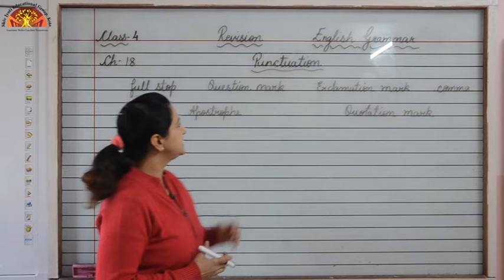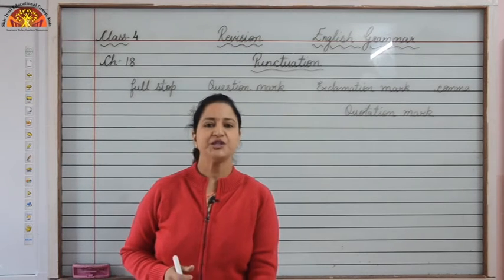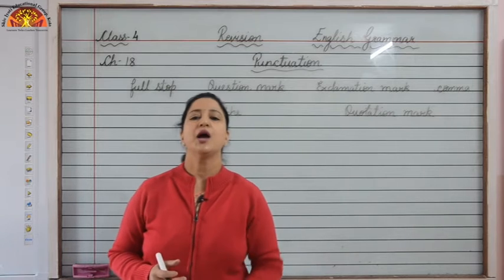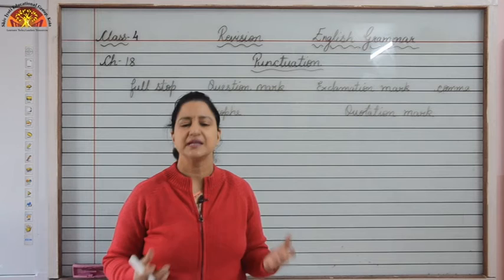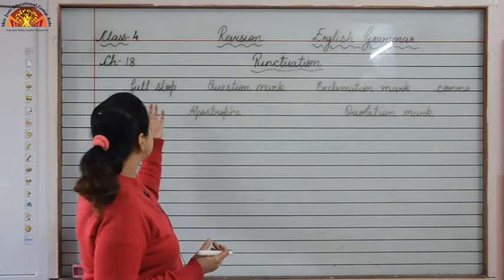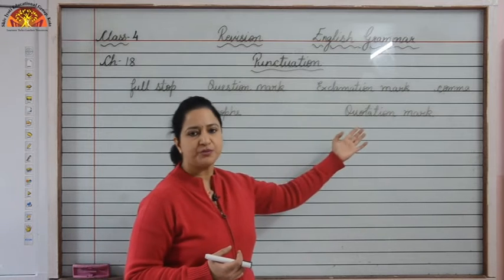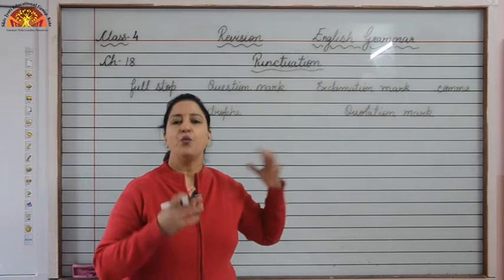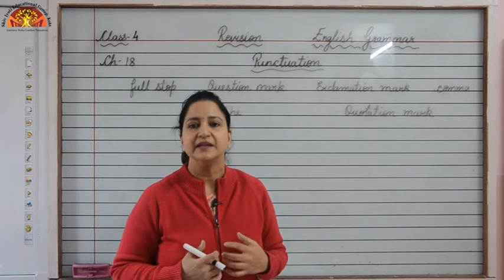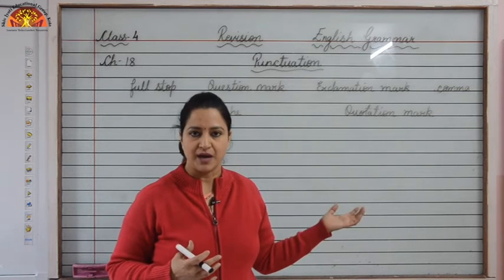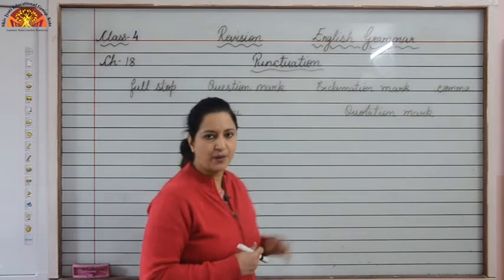Okay, now let's start with punctuation, chapter number 18. Open your books on page number 81, chapter number 18, punctuation. Now, what is punctuation or what are punctuation marks? Marks such as full stop, question mark, exclamation mark, comma, apostrophe, quotation mark. When we use all these marks in a sentence to get a meaning, then it's called punctuation marks. Now I'm going to explain all these marks to you one by one.